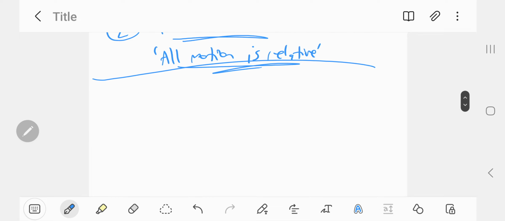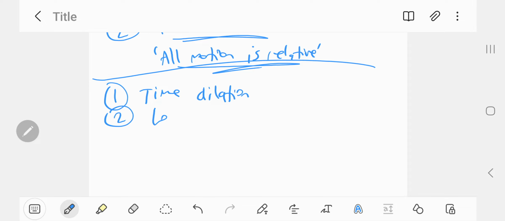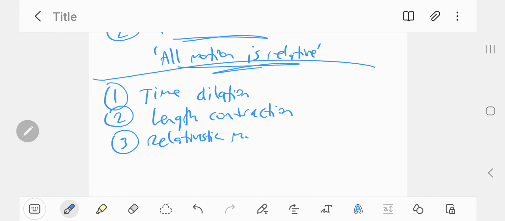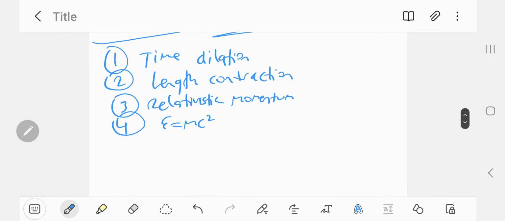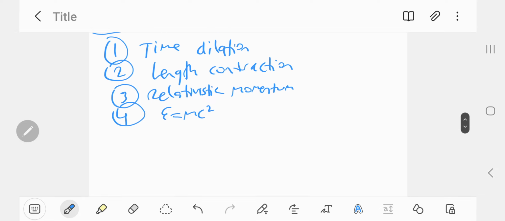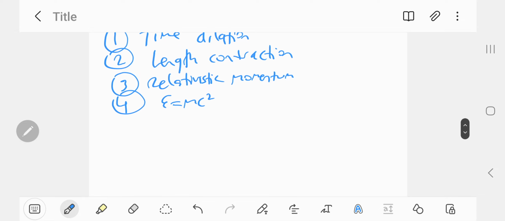Here they are. The first one, in this particular order, is time dilation. The second one is length contraction. The third one is relativistic momentum. And the fourth one is Einstein's energy-mass equivalence, through E equals mc squared, his famous equation. So let's start with time dilation.